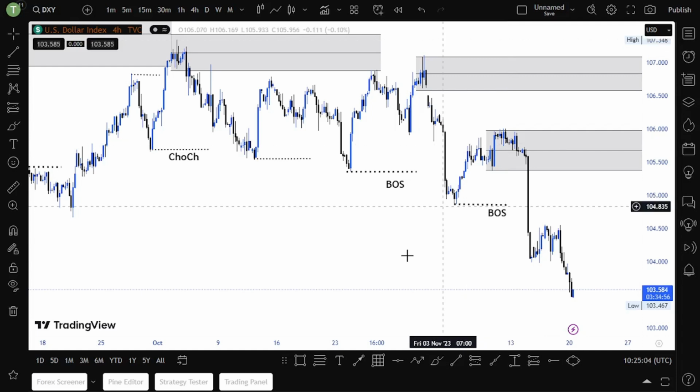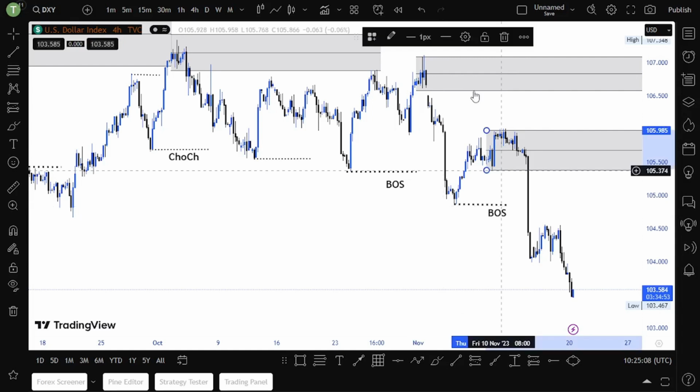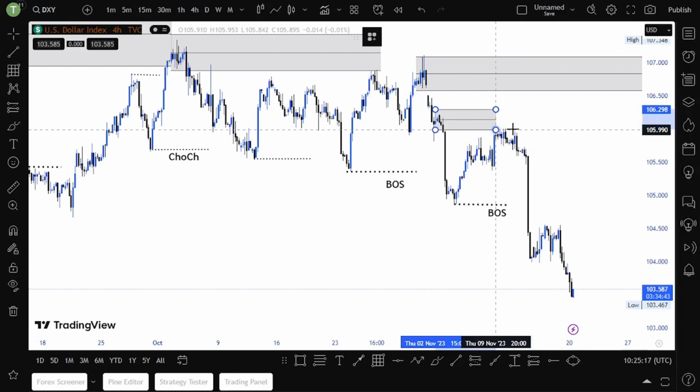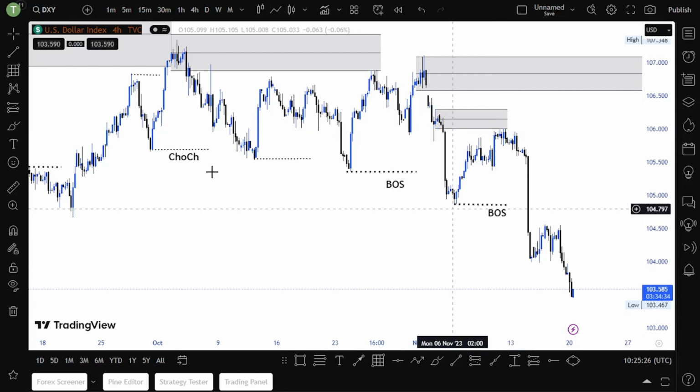As you can see there, the DXY is coming off the supply zone. That is where the market structure is already bearish. We have a break of structure, a change of character, a break of structure to the downside, a pullback, and then a sell, a break of structure, a sell, then a break of structure again.